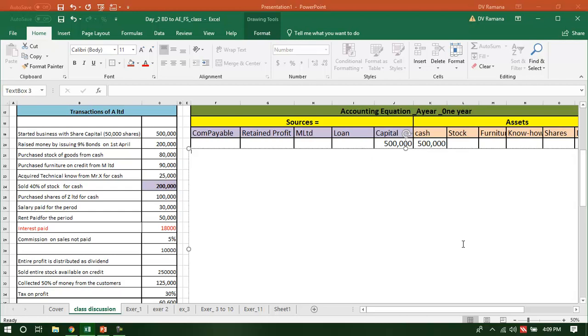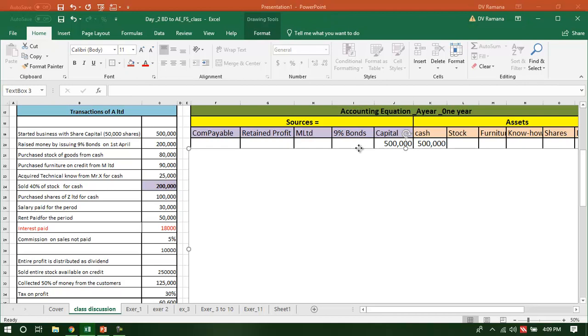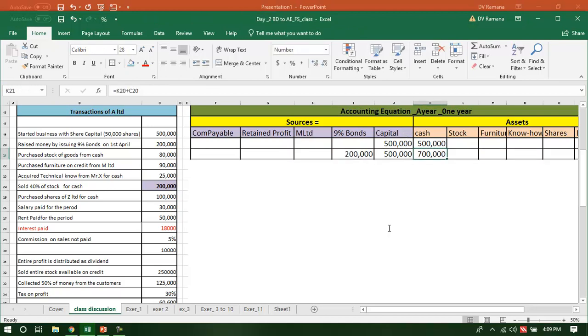The company raised money by issuing 9% bonds. So 9% bonds is another source. The cash to that extent increases to 700,000, with no change in the capital, and a new source, bonds, comes into the picture. Now the company has cash of 700,000.